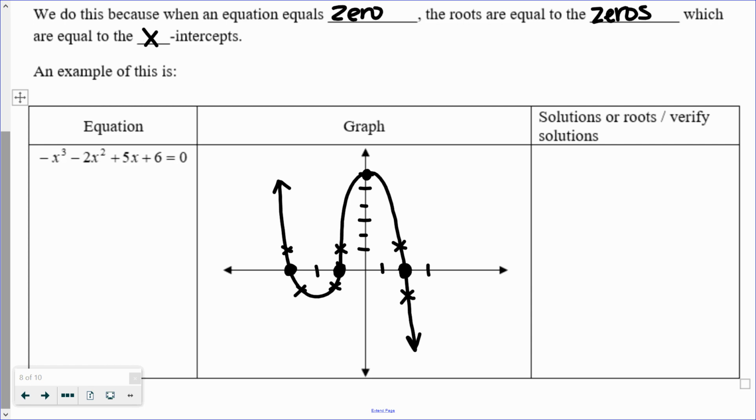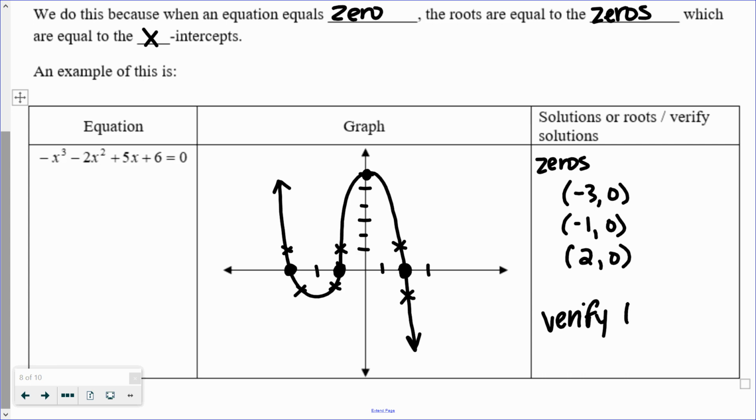So what you're going to find is your zeros, or your x-intercepts, however you want to call it, are at (-3, 0), (-1, 0), and (2, 0). So graphically, as long as you know how to work the calculator, it's pretty easy to find your zeros, as long as you graph it all in and can find your graph easily. And again, what you'd want to do is verify each of these on their own.